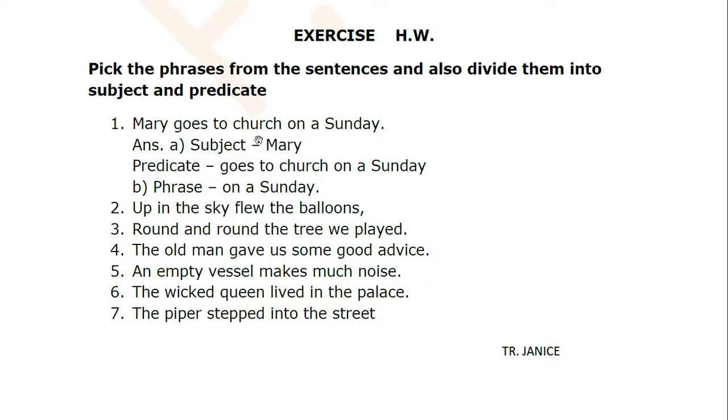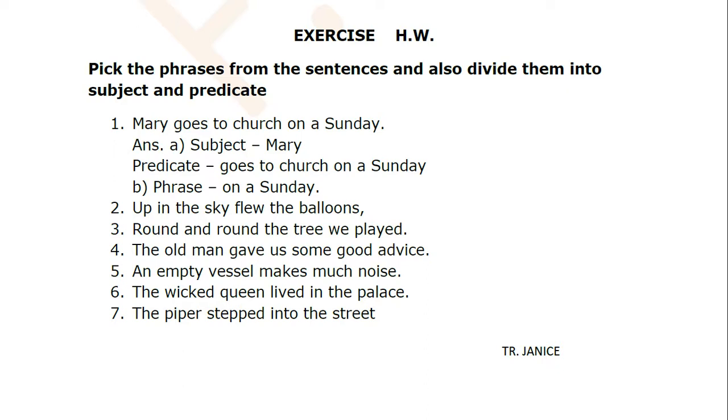Now here first we do the subject and predicate. For that you have to see what is the action. Here goes is the action. Now who is doing the action? Mary. Correct? Whom are you talking about in the sentence? You're talking about Mary. So she is your subject. So here you see I wrote subject Mary. And then the whole thing, the rest of it, once you remove your subject, all that is your predicate. Clear?